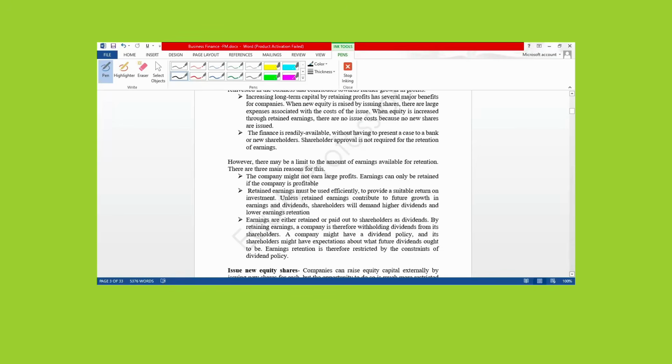All right. The bottom line here is a company can use retained earnings as a means of equity finance. You can finance your business with retained earnings.